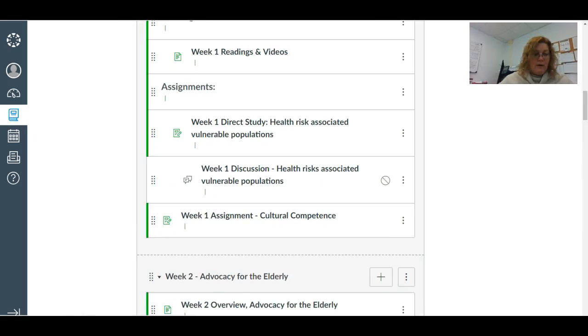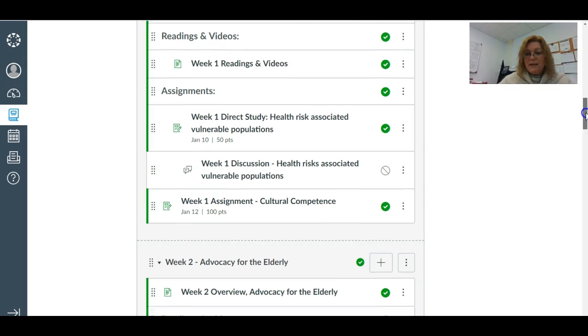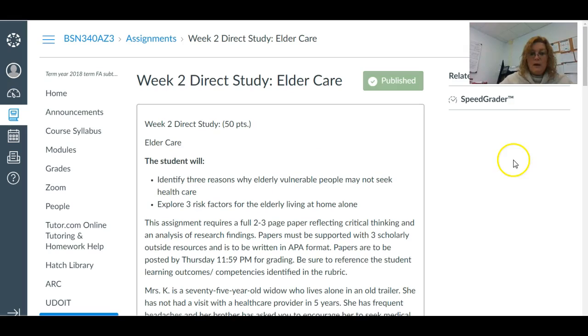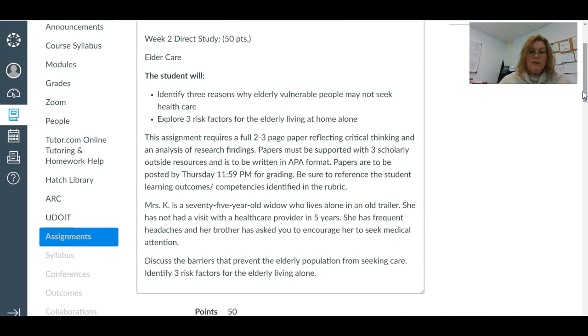This week, you're going to be talking about the elderly, which is definitely a vulnerable population. You have a specific case study. So again, remember to really look closely at what the assignment includes. If you look at the first one, it's telling you to identify 3 reasons why elderly, vulnerable people may not seek health care, and then explore 3 risk factors for the elderly living at home alone.